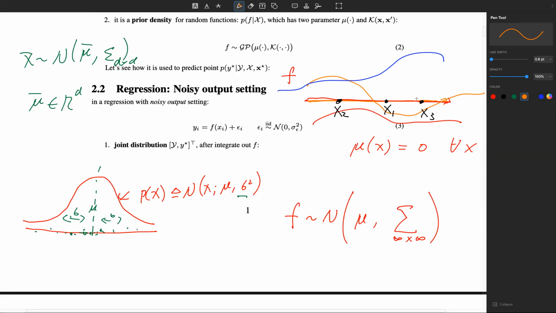Now, when you have chosen your x2, and this blue one, what's this value?